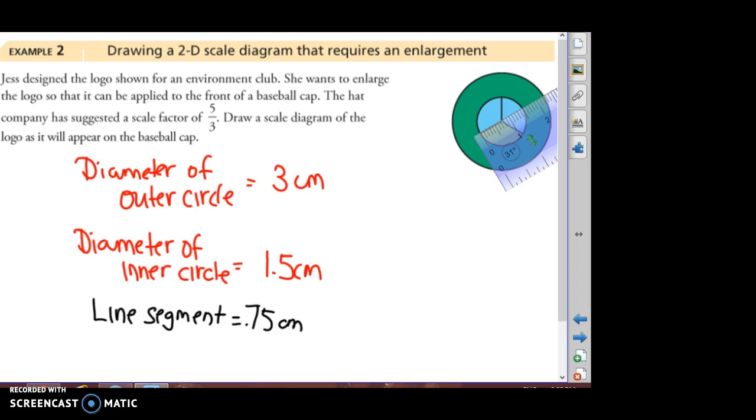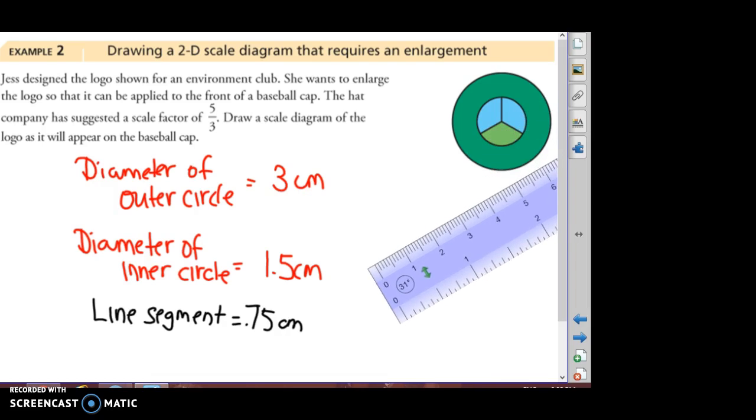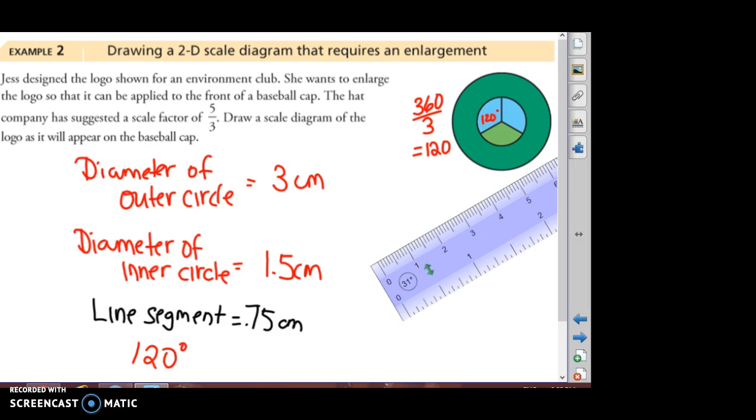If we were to measure the angles, the circle adds up to 360, and we have this split into 3 equal sections. So if we go 360 divided by 3, we should get 120. So each of these should be 120 degrees for the angles. Now the suggestion was a scale factor of 5/3.